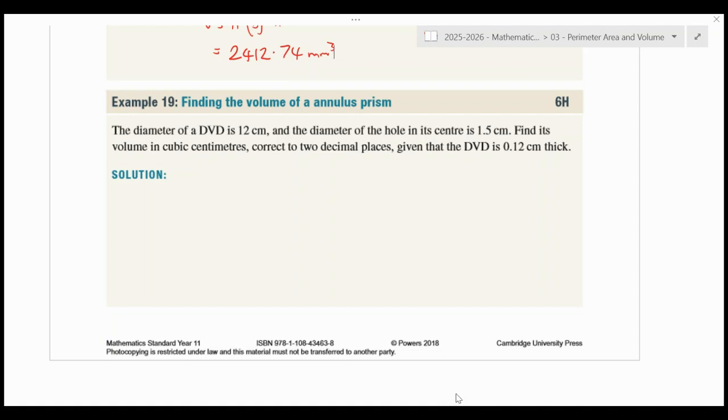So in this particular case, we're finding the volume of a DVD. The diameter of the DVD is 12 centimeters and the hole in the center is 1.5 centimeters and the DVD is 0.12 centimeters thick. So it's not very thick.